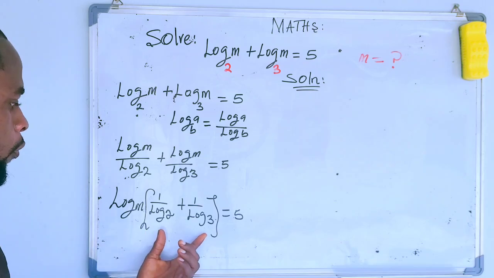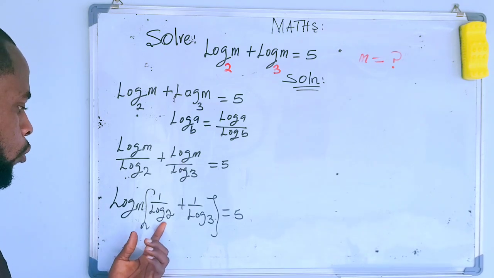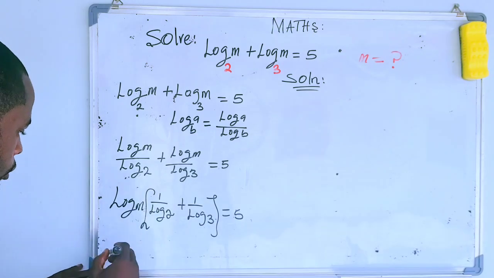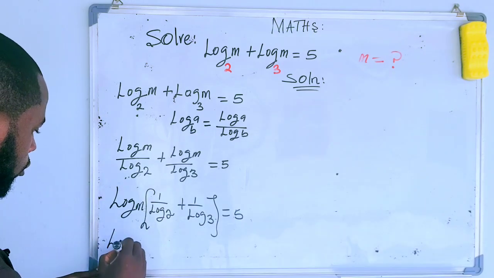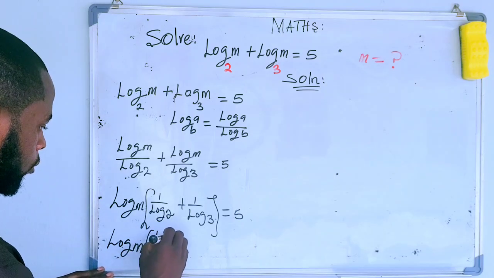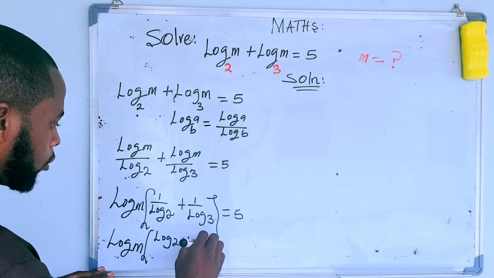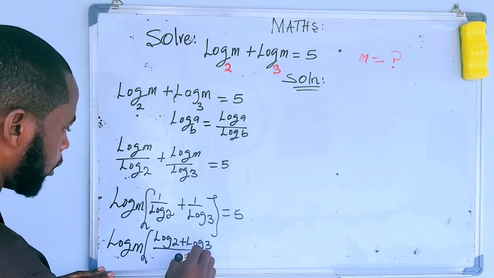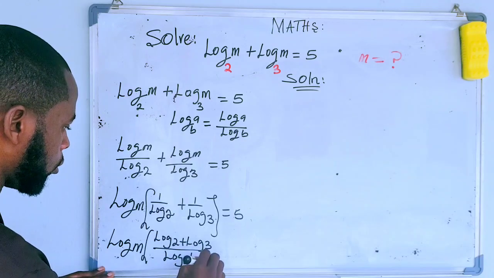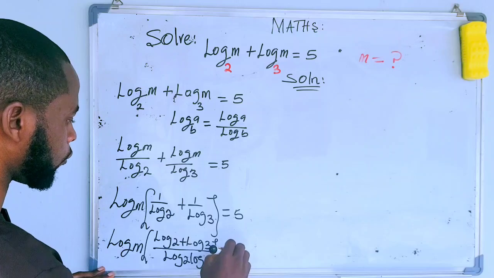Now we are going to simplify this. Here the LCM is log 2 log 3. Then we are going to have log m times log 2 plus log 3, divided by log 2 log 3, equals 5.